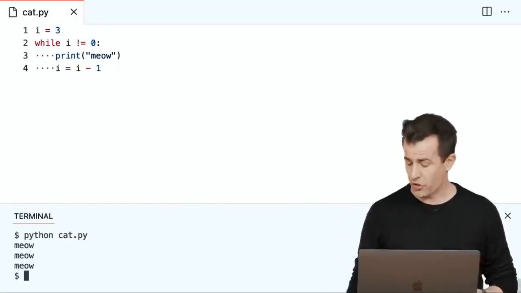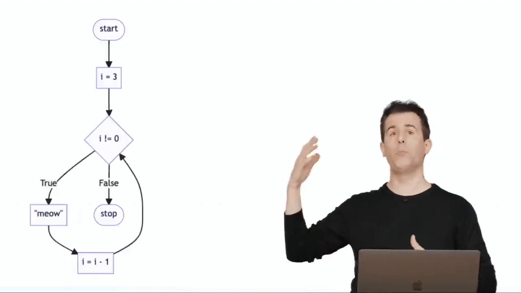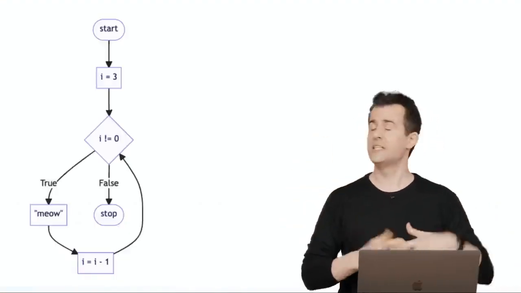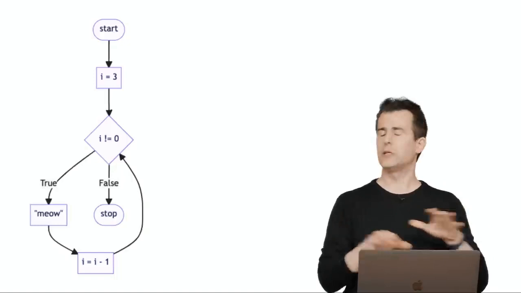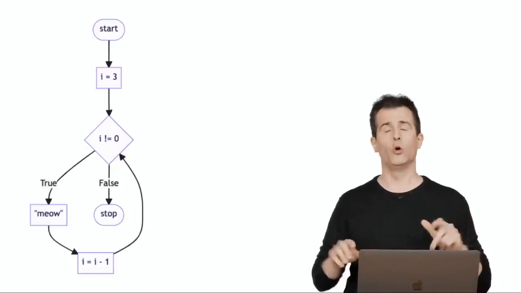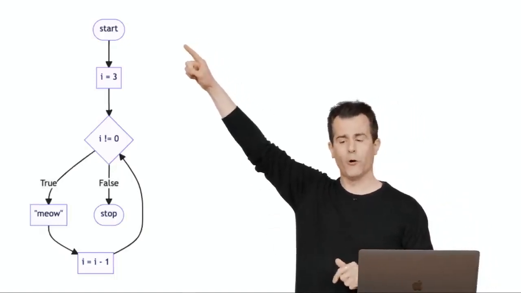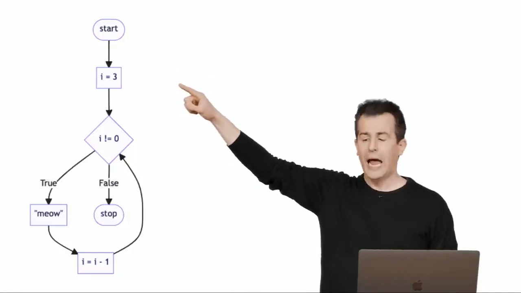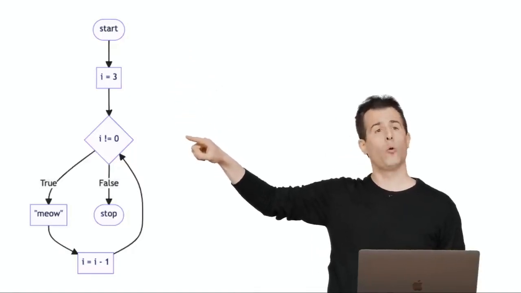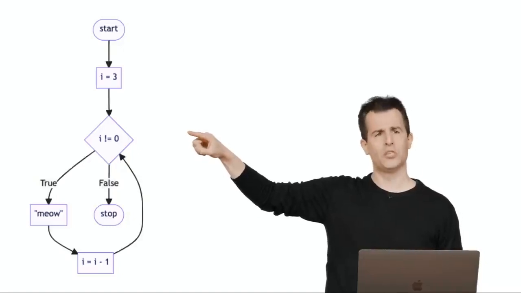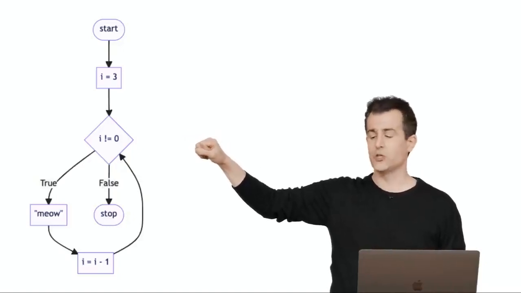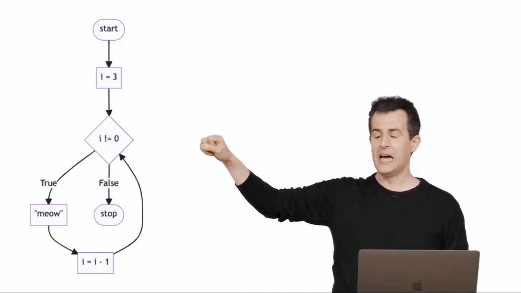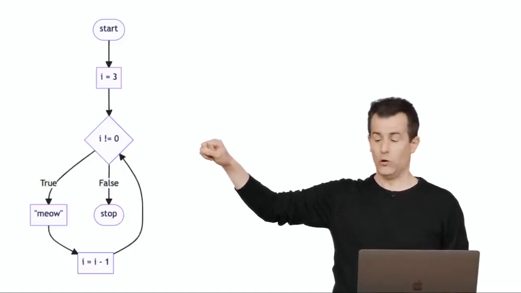Now, for those of you who think a little more graphically, let me pull up one of our usual flowcharts. This is just a representation graphically of the exact same thing. Notice what's happening. I first start the program, and then I initialize i to 3, and then I ask the first of my questions. Again, the diamonds always represent questions, and the answer is going to be true or false. Does i not equal 0? Well, it doesn't.